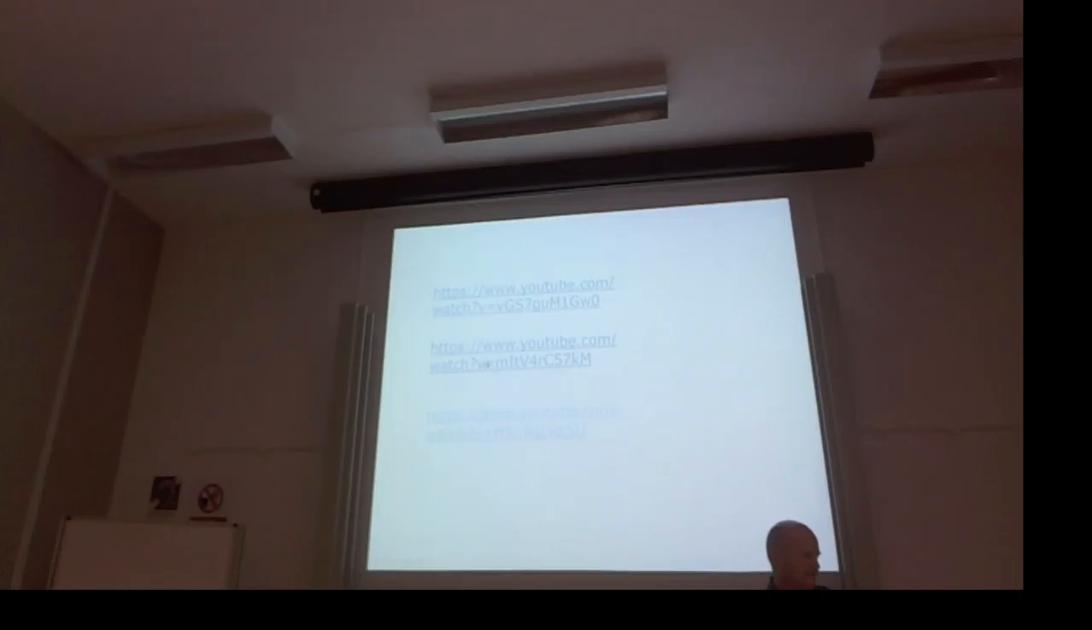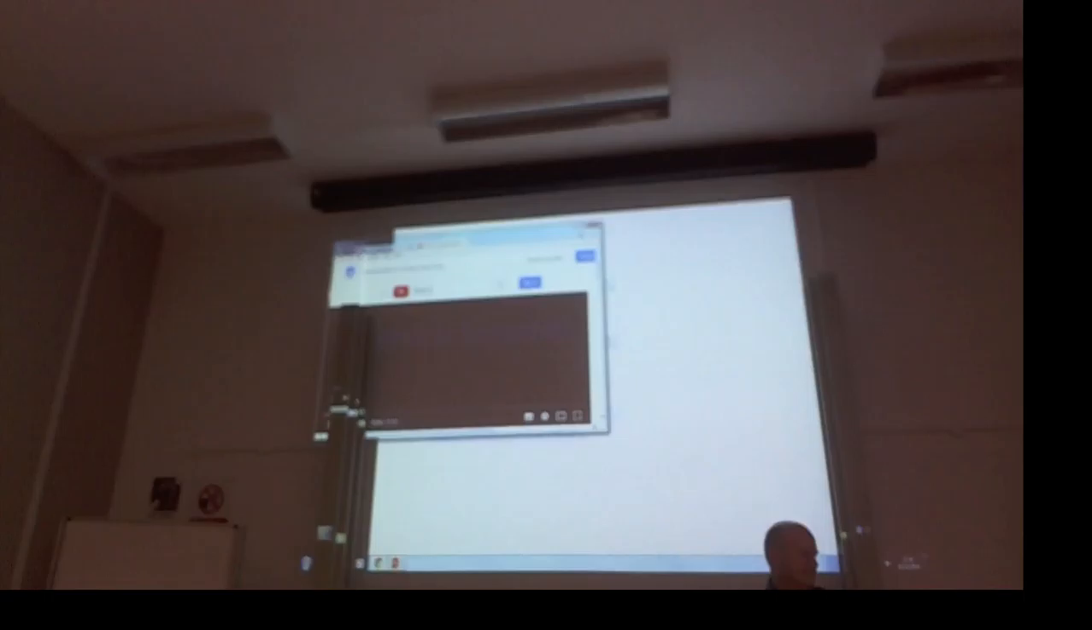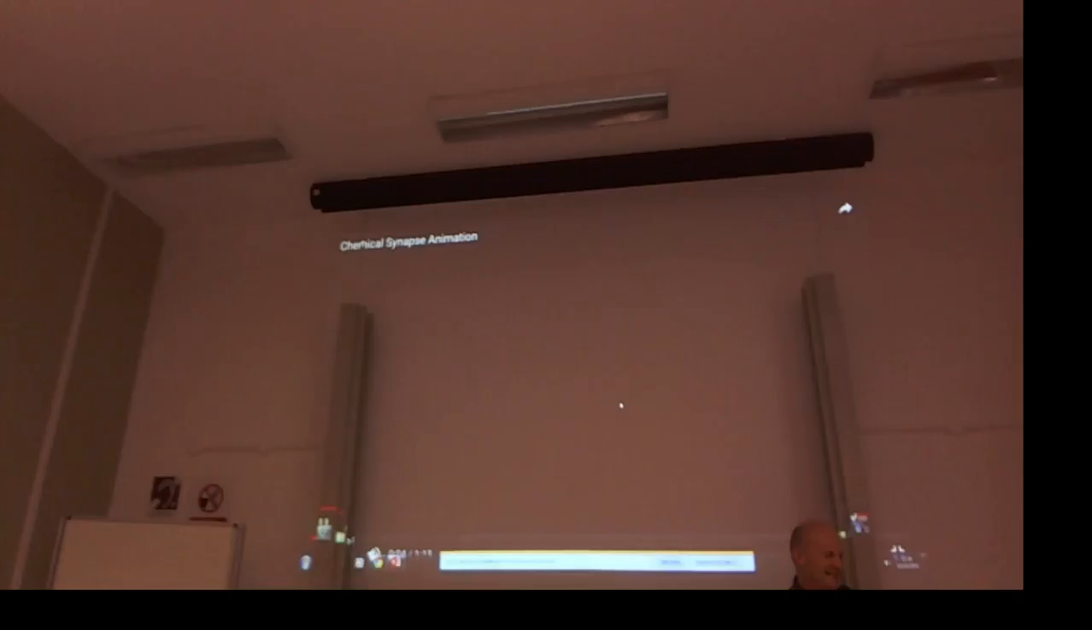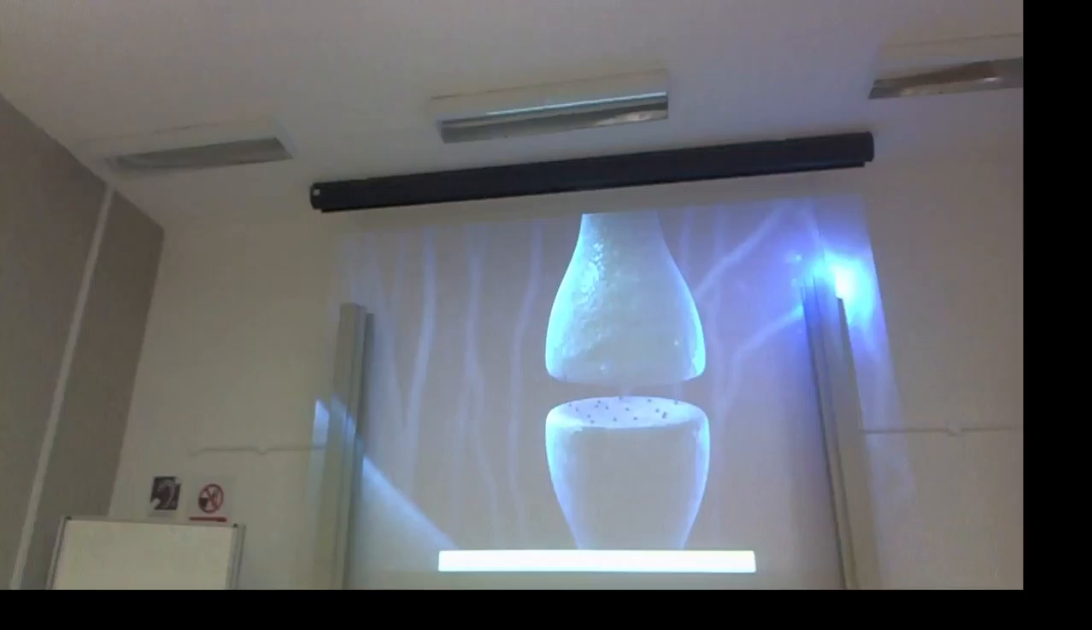A chemical synapse is a special junction between two neurons that allows them to communicate without being physically connected. A synapse has several structures. The presynaptic neuron ends in a small bulb called the presynaptic terminal. The postsynaptic terminal membrane is directly adjacent, separated by a small space called the synaptic cleft.